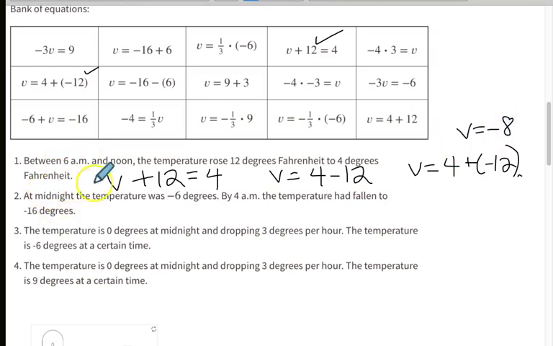Next one. At midnight, the temperature was negative 6 degrees. By 4 a.m., the temperature had fallen to negative 16. So pause the video and see if you can figure this one out.